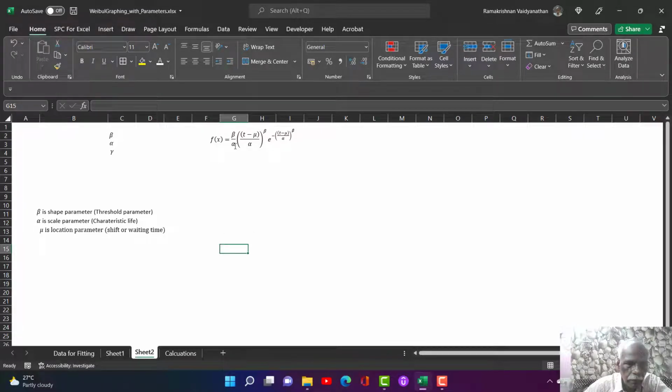Now we will find out the value of this function. The function is beta by alpha into (t minus mu by alpha) to the power of beta into e power minus (t minus mu by alpha) to the power of beta. It's a very tricky calculation. It will be difficult for us to calculate, only a computer can calculate. Even the computer calculates only term by term. We will take the first term, then calculate the second term, and then multiply these two to get this function. That is what we are going to do here.